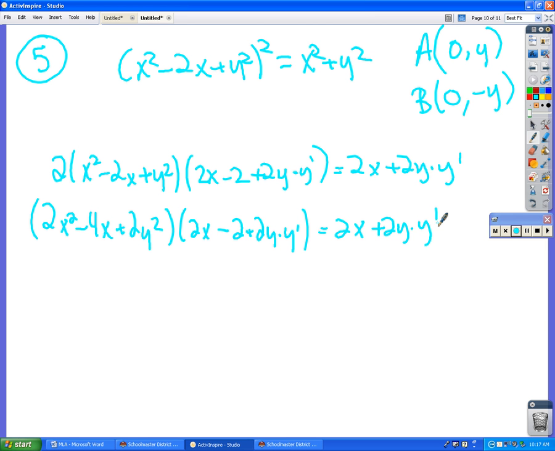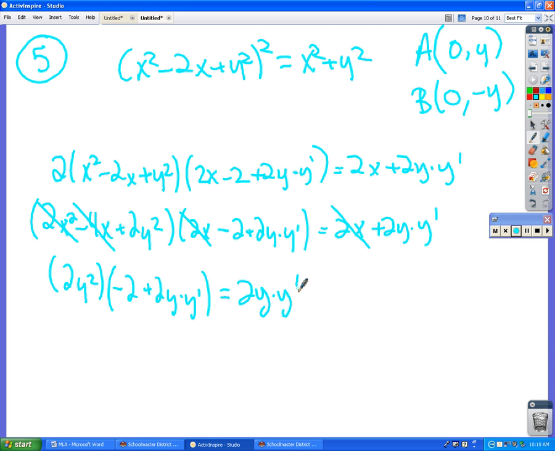So I'm plugging 0 for x and y for y. 0, 0, gone, gone, gone. How'd you get all those x's? Because I plugged in 0 for x. Because I want to know essentially the slope at that point. I plugged in y for y, right? So now it's a little bit nicer to work with.